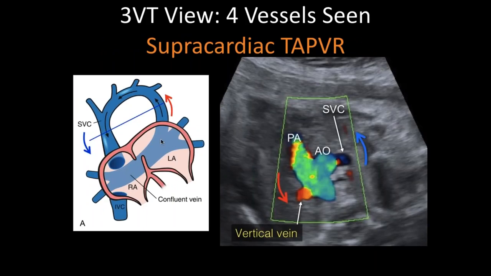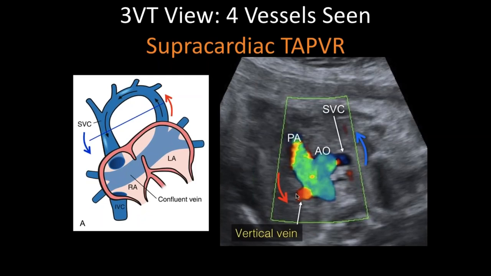In this schematic here, you see the pulmonary veins coming into a confluent vein behind the heart. They're not draining to the left atrium. And then there's a vertical vein that's taking them up, connecting them with the brachiocephalic, and it's coming down into the SVC. This is one of the most common forms of total anomalous pulmonary venous return. And it shows you at the level of the 3-vessel trachea view, it shows you an additional vessel there.